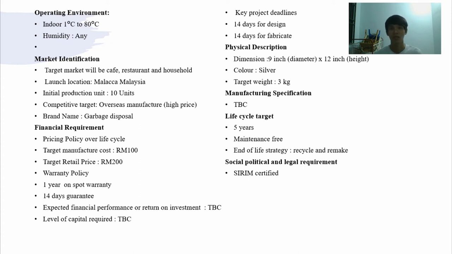For this product, the key project deadline is 14 weeks for design and 14 weeks for fabrication. For the physical description, the dimensions are only 9 inches in diameter and 12 inches in height. The color is only available in silver. The target weight is around 3 kg. The life cycle target is 5 years and maintenance free. For the end of life strategy, we plan to recycle and remake. And our product is certified by CRM.